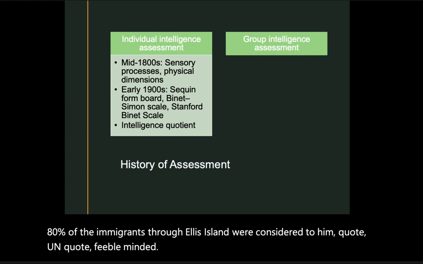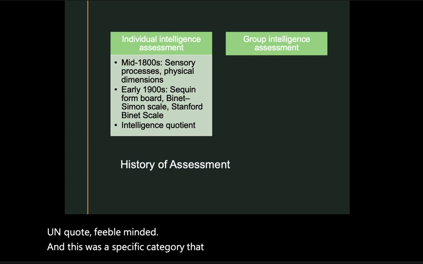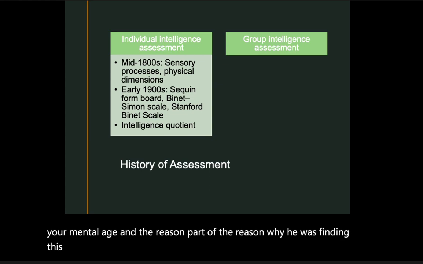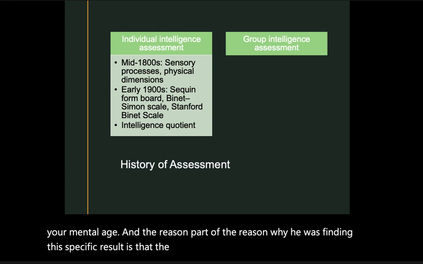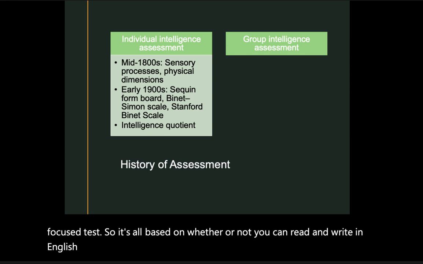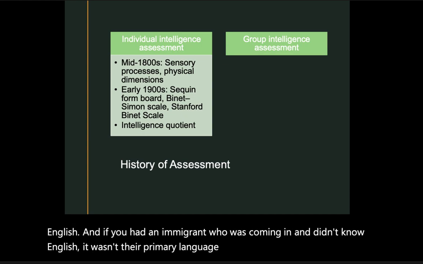And this was a specific category that said you are performing well below your mental age. Part of the reason he was finding this specific result is that the Stanford-Binet test is a heavily verbally focused test. It's all based on whether or not you can read and write in English. If you had an immigrant who was coming in and didn't know English, or it wasn't their primary language, or they were just learning it, they weren't going to perform very well.